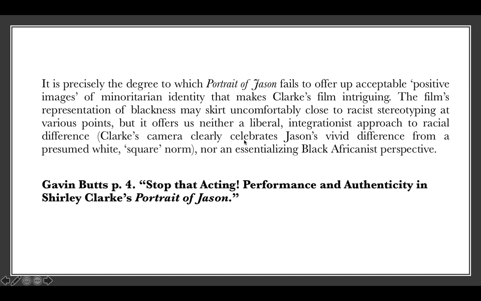And at the same time, it doesn't essentialize Jason's quality of being African American. So it doesn't present him as someone whose qualities are totally deducible from his race. It doesn't present him as having a kind of black identity. If anything, it shows the ways in which his identity is fluid. It shows the ways in which he's capable of creating an identity for himself.